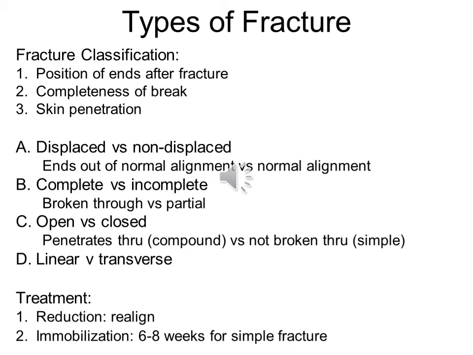So where are the ends after the fracture, the completeness of that break or fracture, and whether or not the bone ends protrude through the skin. So first we have our displaced versus non-displaced. Displaced means that the bone ends are out of normal alignment, versus a non-displaced where the bone ends retain normal position. Two of my three recent fractures were non-displaced. One was displaced.